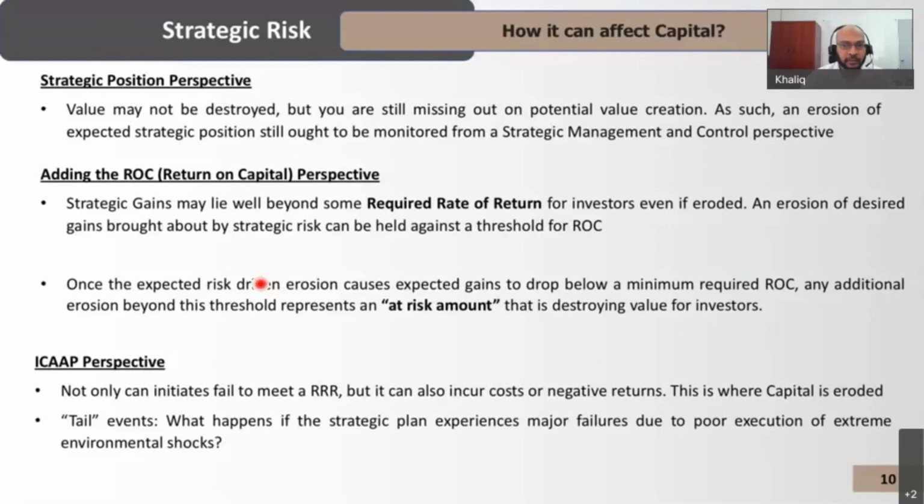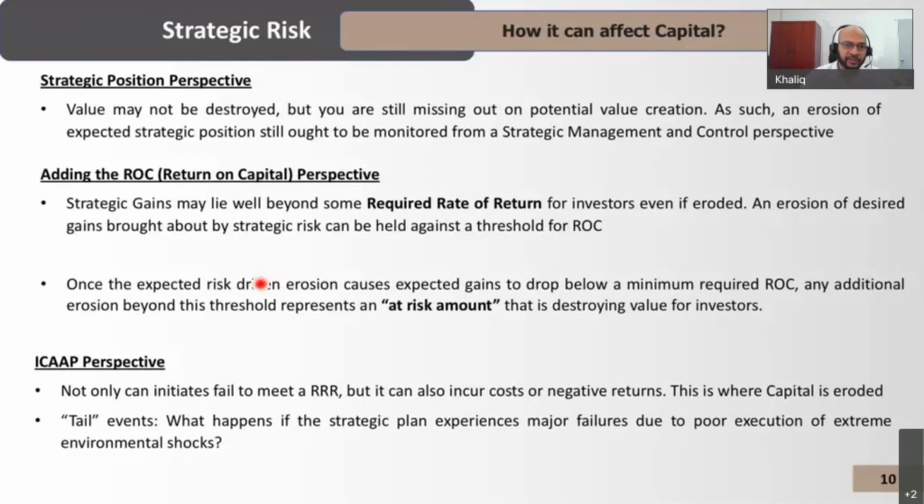Now, at this point, you still may want to tighten your controls around how you execute your strategic plan. You still may want to consider optimizing your portfolio so that you optimize your returns. But for me, in my opinion, it doesn't necessarily translate to a capital P2 buffer. So now let's add the ICAAP perspective.